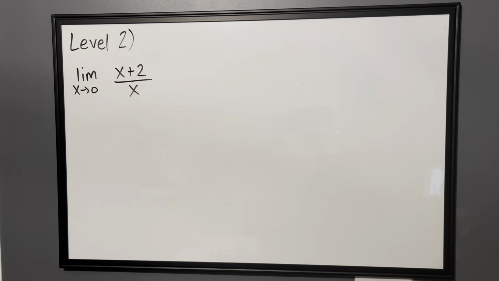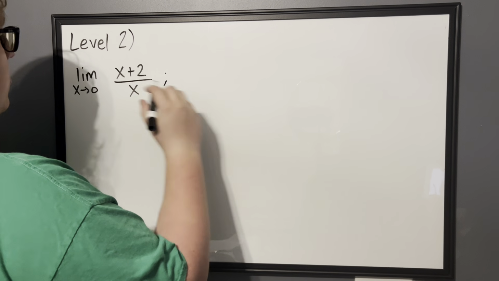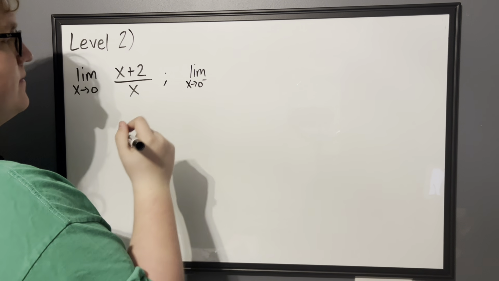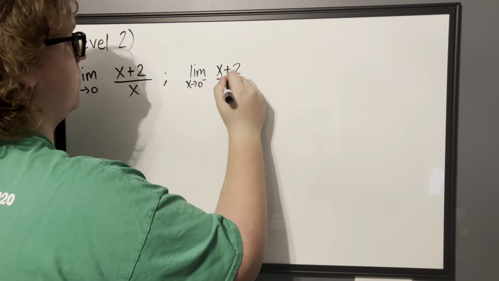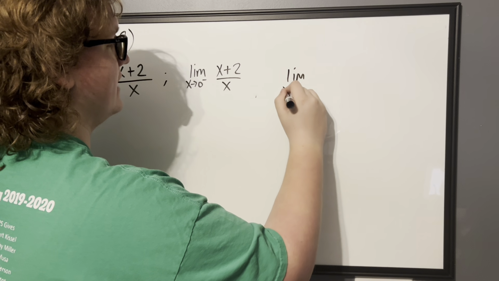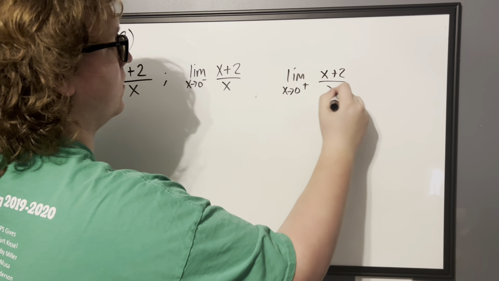All right, so here we have level 2. This one is the limit as x goes to 0 of x plus 2 all over x. Now, this one is a little tricky, and the reason is because you have to really know what it means to have a limit. Remember, you can take limits from the left and from the right. So we're going to actually look at two cases here. We're going to look at the limit as x goes to 0 from the left side of x plus 2 over x. And then we're going to look at the limit as x goes to 0 from the positive direction of x plus 2 over x.